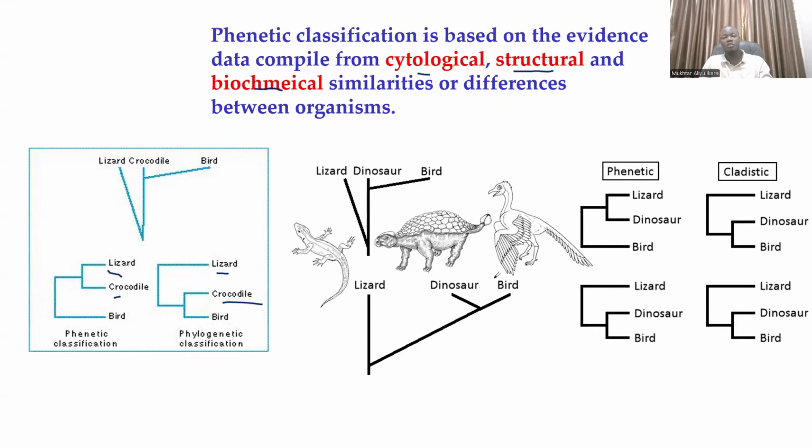So this is what you call a cladogram or cladistic relationship. So, phenetic and phylogenetic: you see, evolutionarily, dinosaurs and bats are very close. But in the case of phenetic, you can see that the lizards and dinosaurs are very close. So these are different ways that you can use to classify organisms.